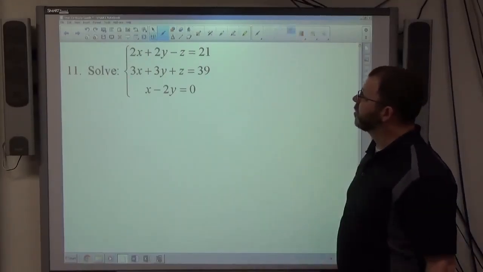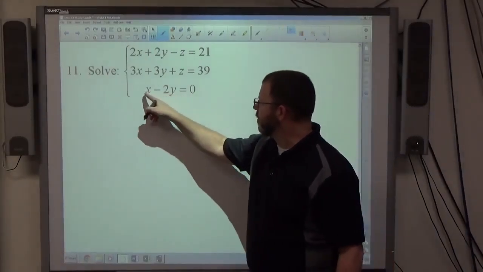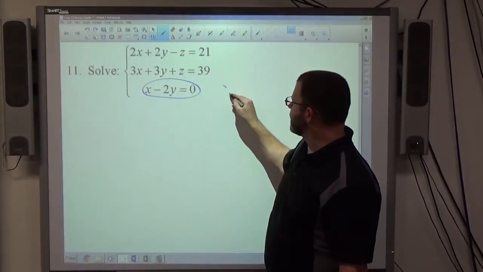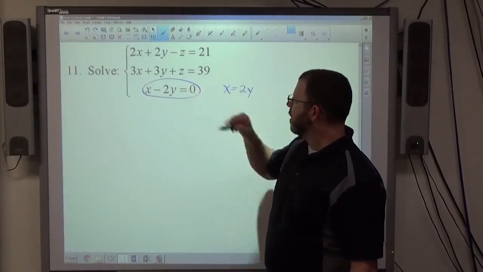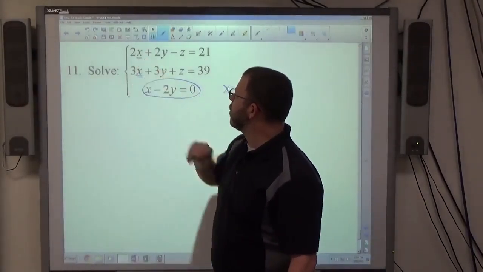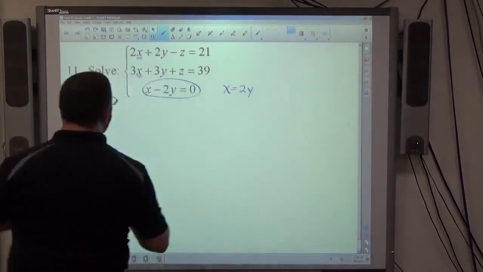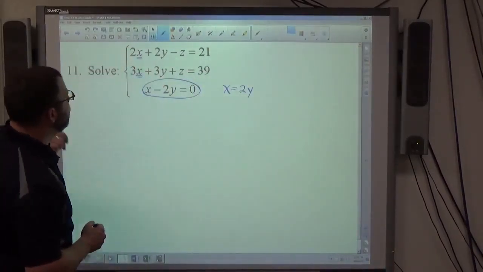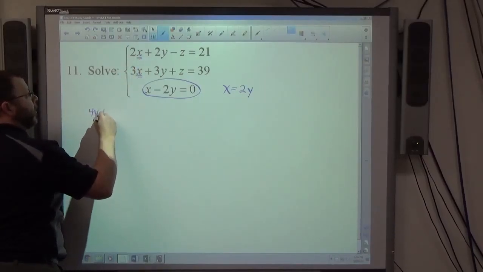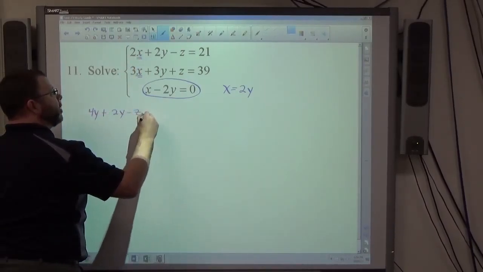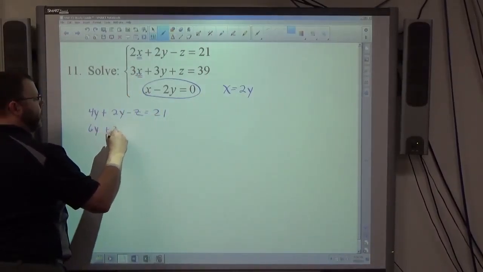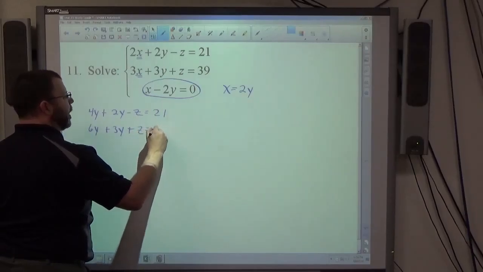Number 11, system of 3 equations. We have this nice little binomial equation on the bottom. So x equals 2y is equivalent to x minus 2y is 0. And if x equals 2y, this x and this x are both 2y's. So if I do both of those substitutions there, the top equation is going to become 2 times 2y, which is 4y, plus 2y minus z is equal to 21. 3 times 2y is 6y, plus 3y, plus z is equal to 39.